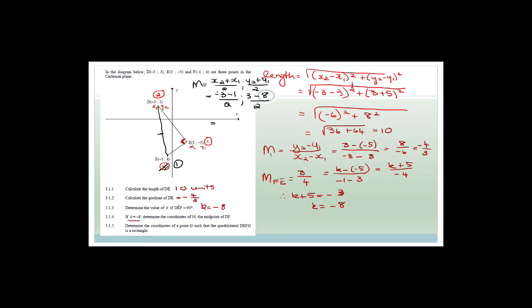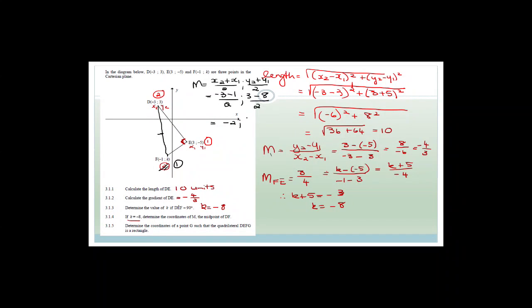Minus 3 minus 1 is minus 4, divided by 2 is minus 2. And then 3 minus 8 is minus 5, so it's just going to be negative 5 over 2. So that point there would be (minus 2, minus 5 over 2). Let me just check it. Minus 3 minus 1 is minus 4, divided by 2 is minus 2. Yep, and that's right.